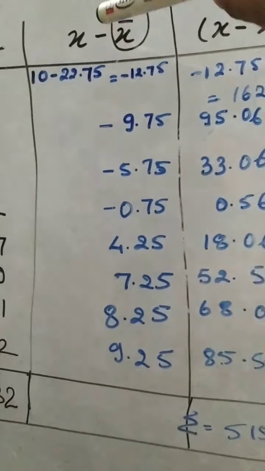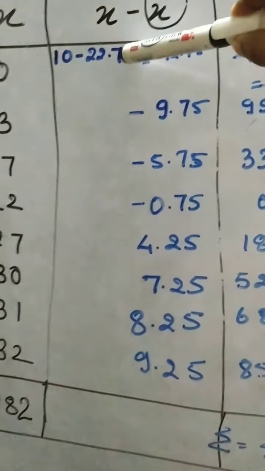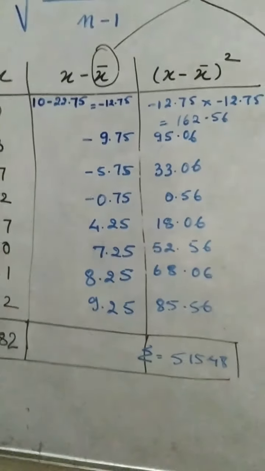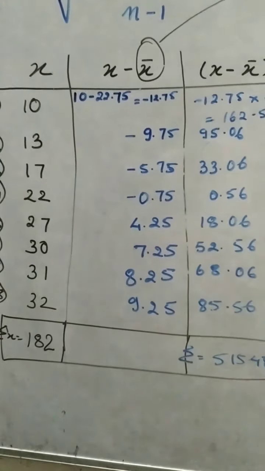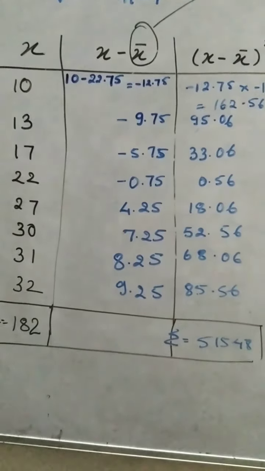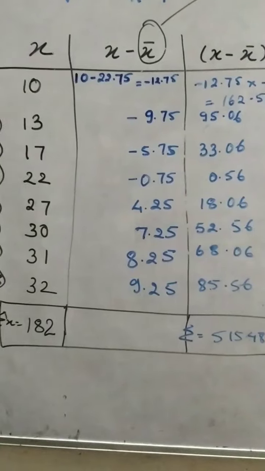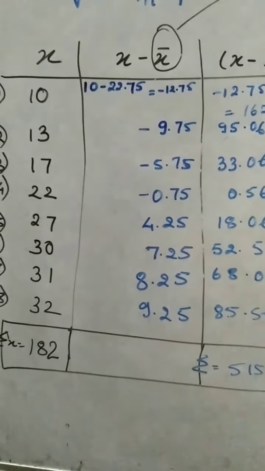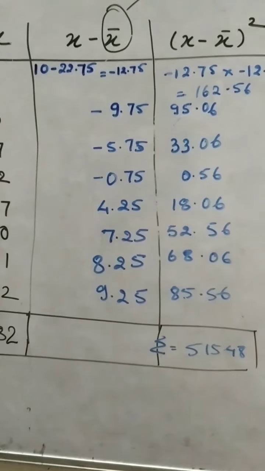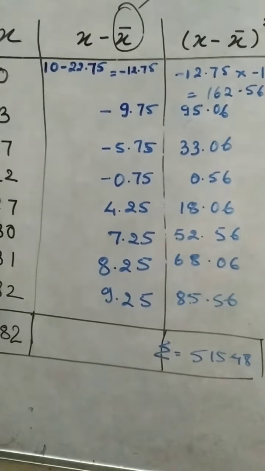The formula says x minus the mean. The value is 10, so 10 minus 22.75. The next value will be 13 minus 22.75, 17 minus 22.75. As the mean is greater, the answer will be with a minus sign. The values are minus 12.75, minus 9.75 and so on.